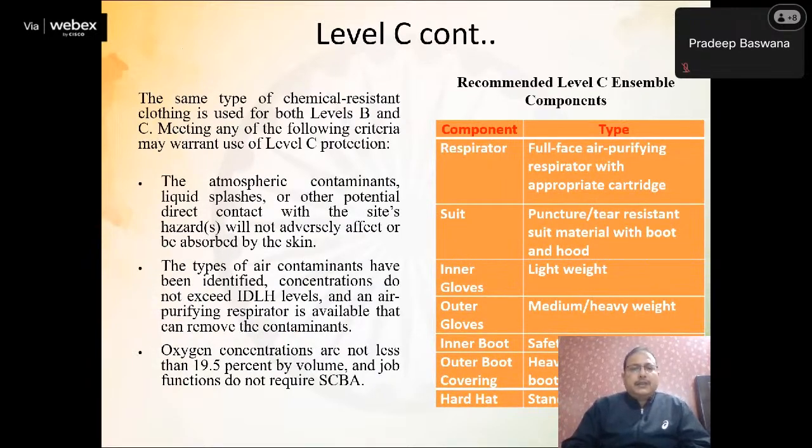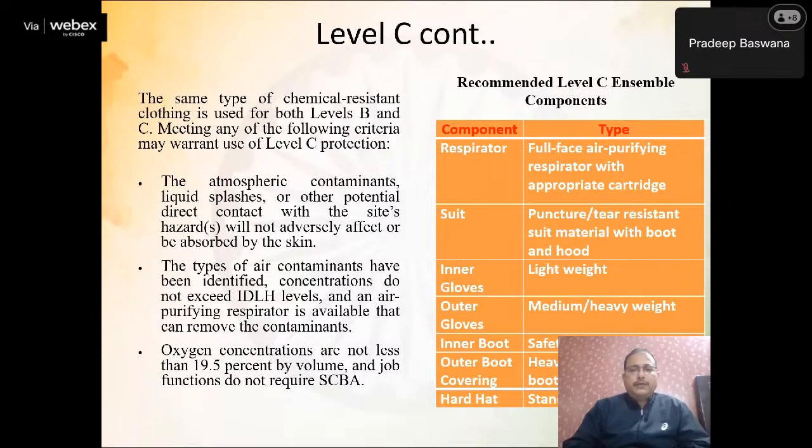The same type of chemical resistant clothing is used for both levels B and C. Meeting any of the following criteria may warrant use of level C protection. First, the atmospheric contaminants, liquid splashes, or other potential direct contact with the site's hazards will not adversely affect or be absorbed by the skin. The types of air contaminants have been already identified, and do not exceed IDLH levels, and an air purifying respirator is available that can remove the contamination.